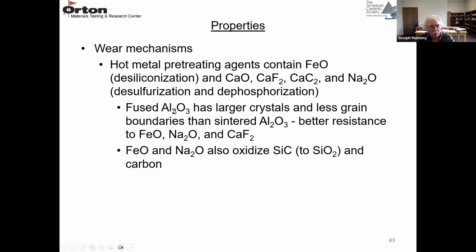So you want to use a fused alumina for maximum corrosion resistance. It has the larger crystals, which minimizes the amount of grain boundaries. So fused alumina is better than sintered alumina. It has better resistance to some of these additives like FeO, Na2O, and CaF2. FeO and Na2O can also oxidize the silicon carbide. It forms silica, SiO2, and carbon. So those are some of the reactions that can take place.